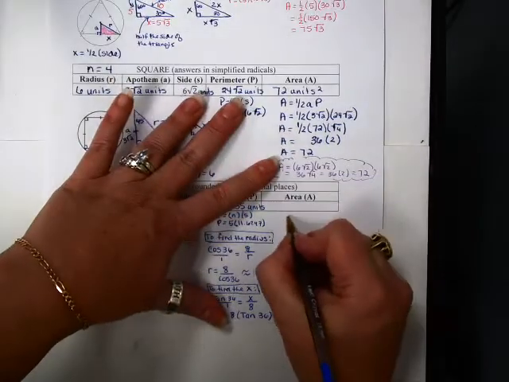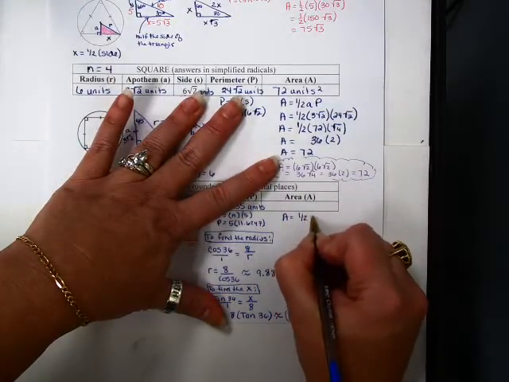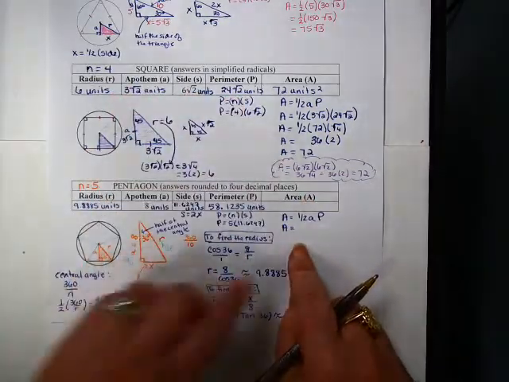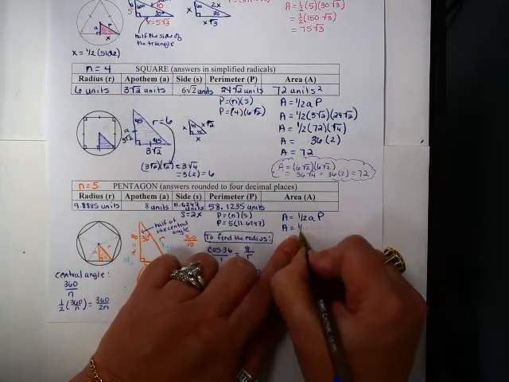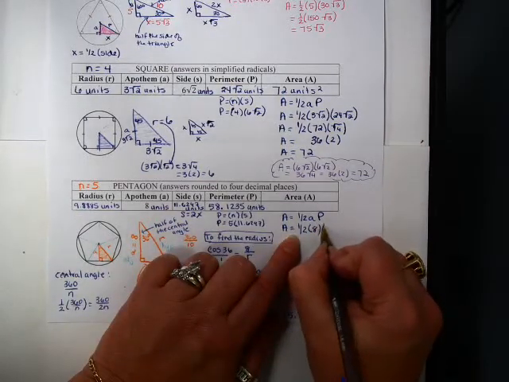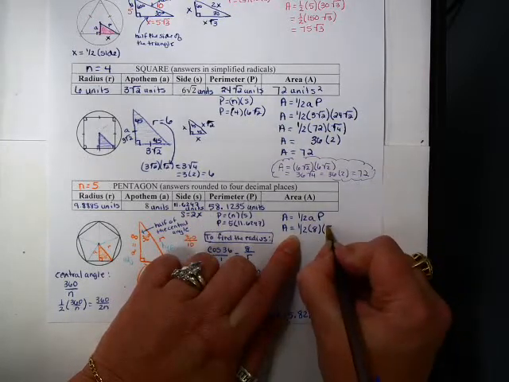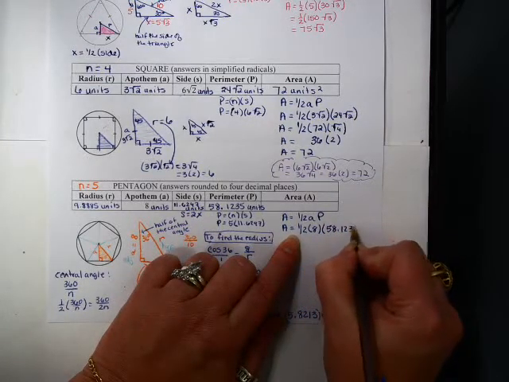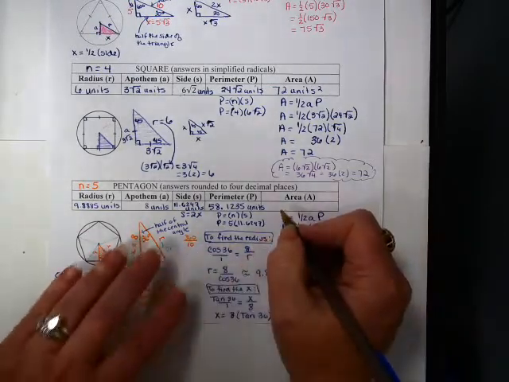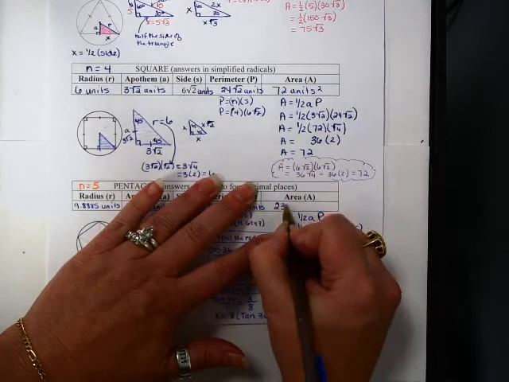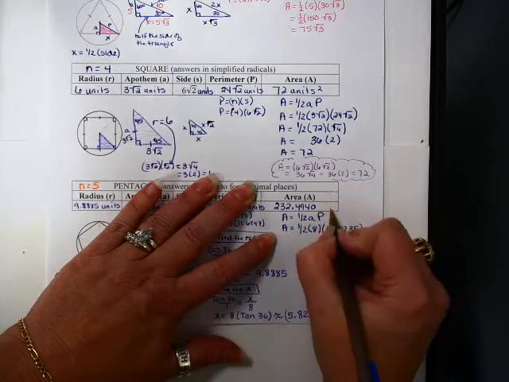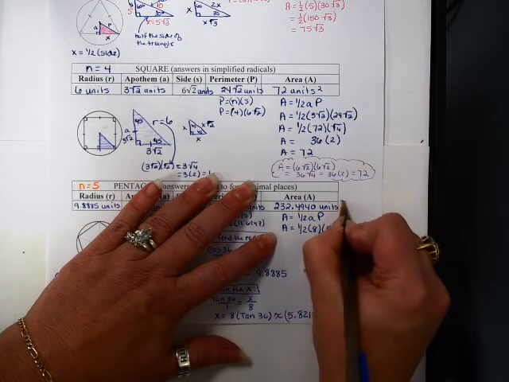Almost done. Area. That's half the apothem times the perimeter. So to find the area of this shape, that means I'm going to say 1/2 the apothem, which was 8, times the perimeter, which is 58.1235. When you plug all of that into your calculator, you end up with 232.4940 units squared.